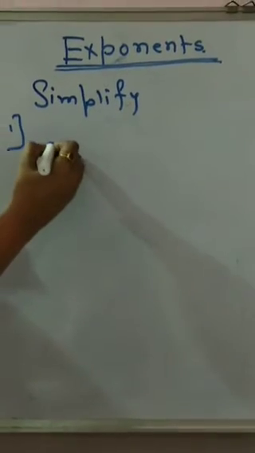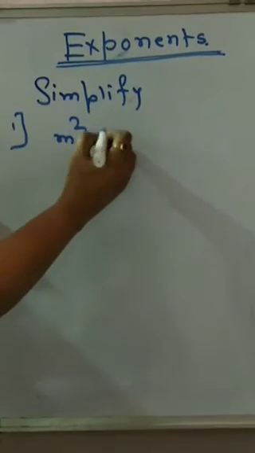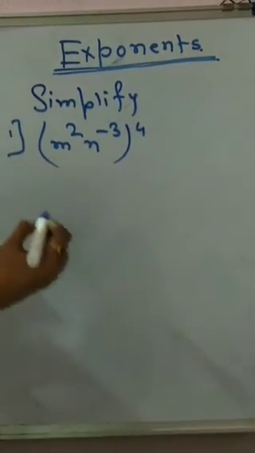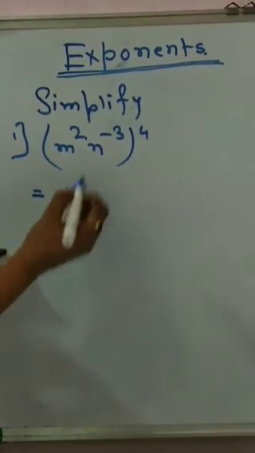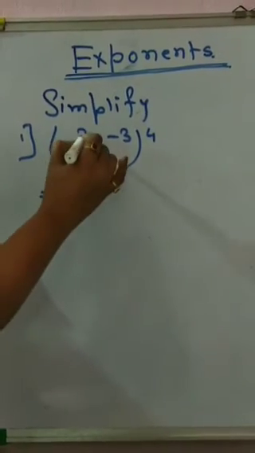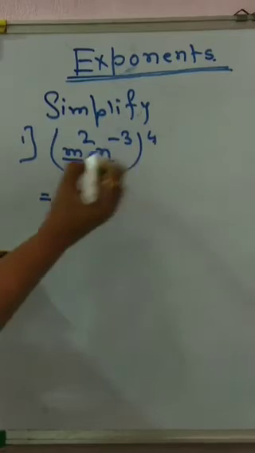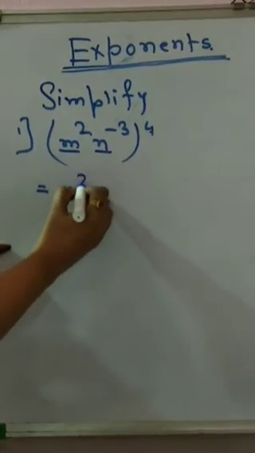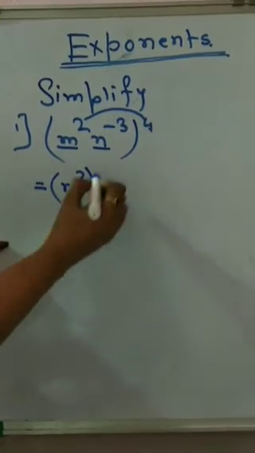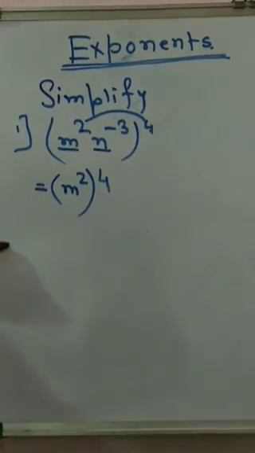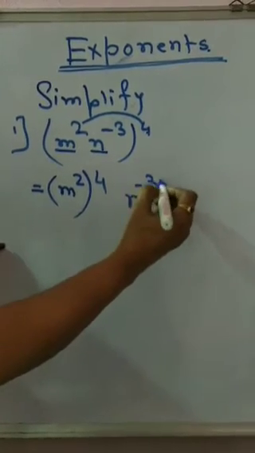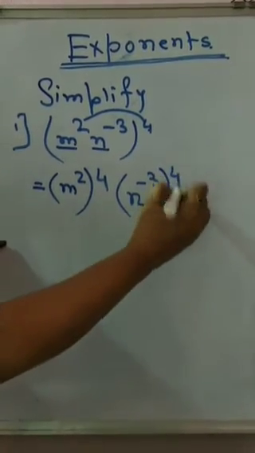First one is (m^2 n^-3)^4. Here the base is different, the power is also different, and there is a double power. m raised to 2 has a double power, therefore multiply by 4. n raised to minus 3, also multiply by 4.